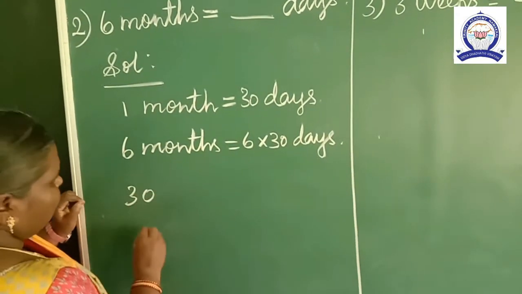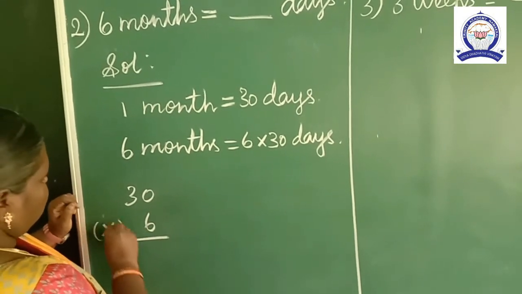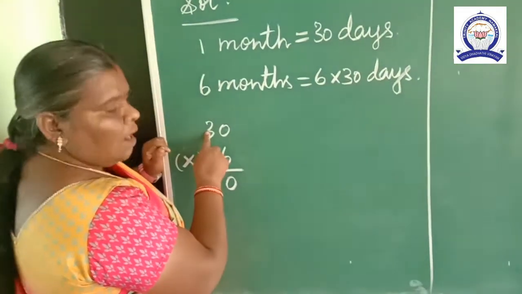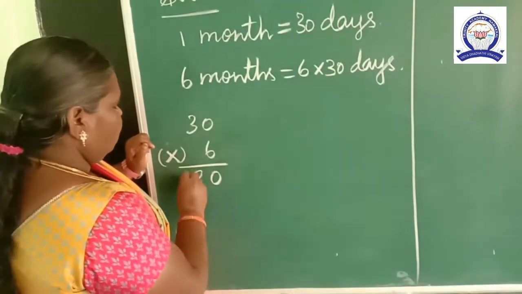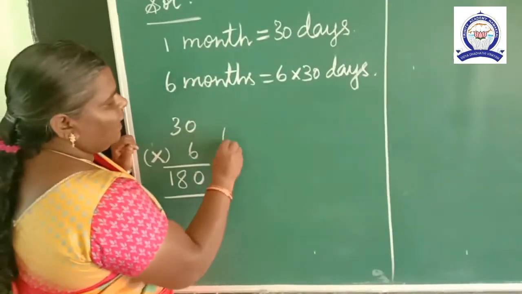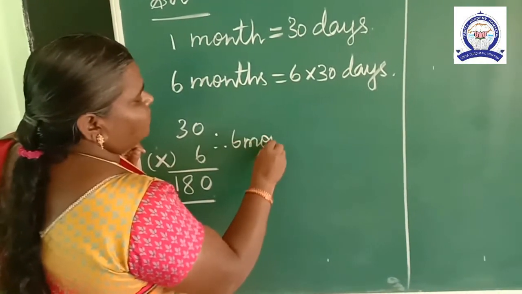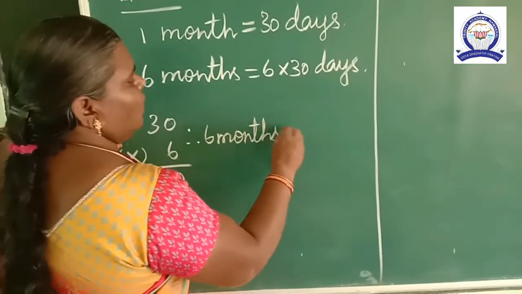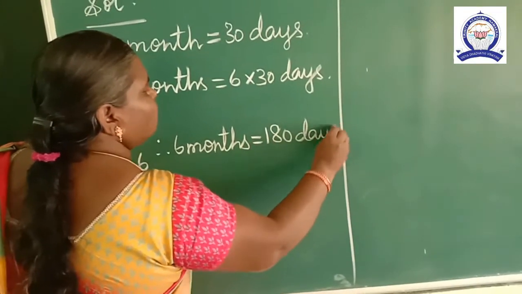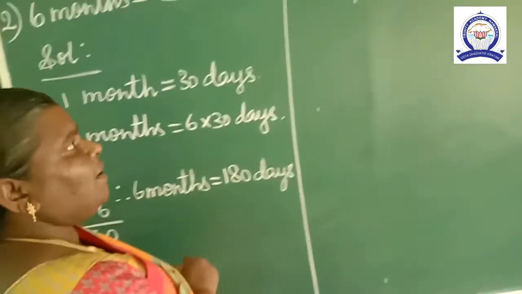Multiply 30 into 6. 6 0 0. 6 3s are 18. We get the answer 180 days. Therefore, 6 months equal to 180 days. Is it clear, children? Okay, see the next sum.